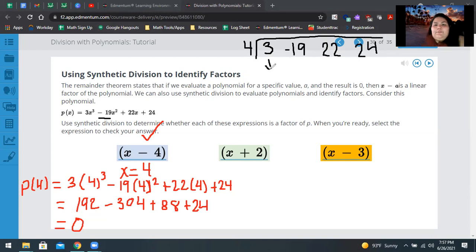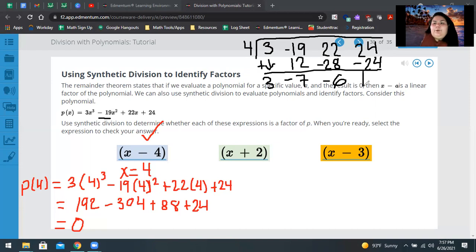So we bring down this value first, 3. And remember, up here gets added, and then we multiply up here. So 3 times 4 is 12. Negative 19 plus 12 is negative 7. Negative 7 times 4 is negative 28. 22 plus negative 28 is negative 6. Negative 6 times 4 is negative 24. 24 minus 24, we get 0. So it is a factor because, again, we end up with 0.